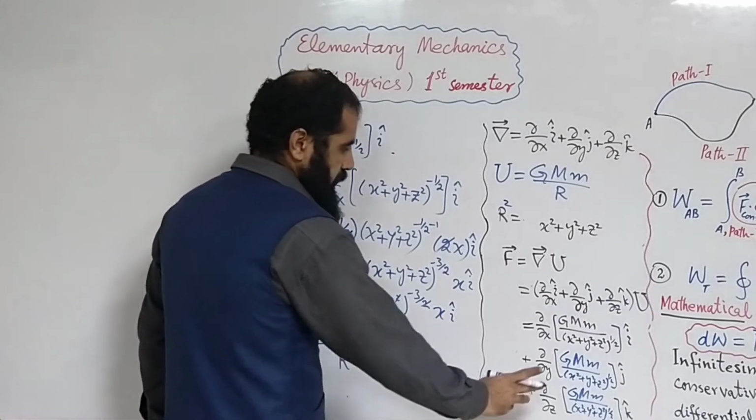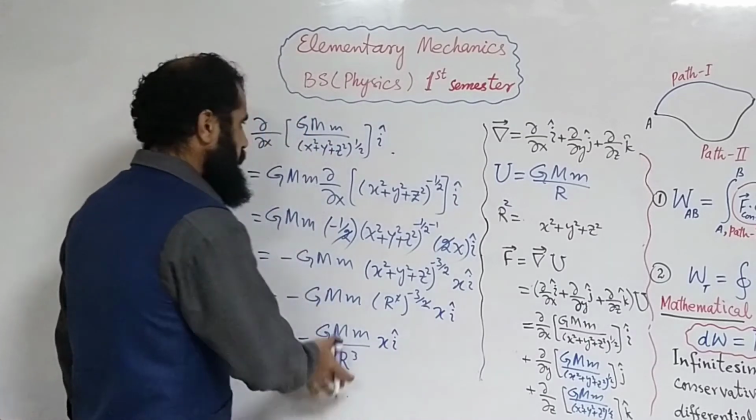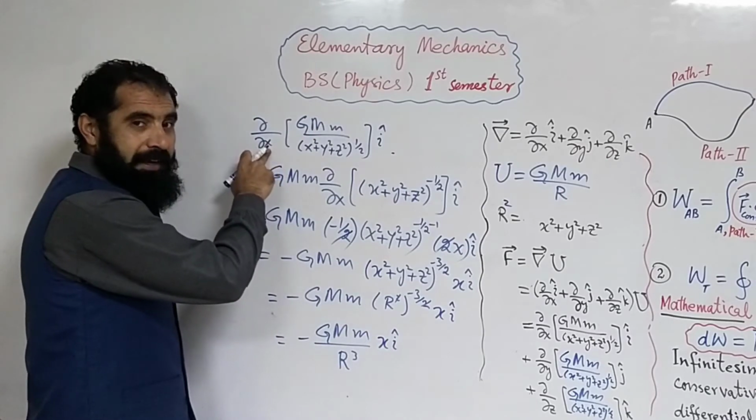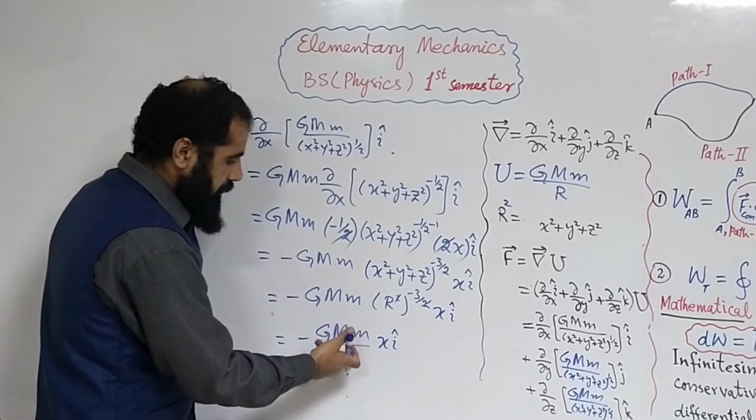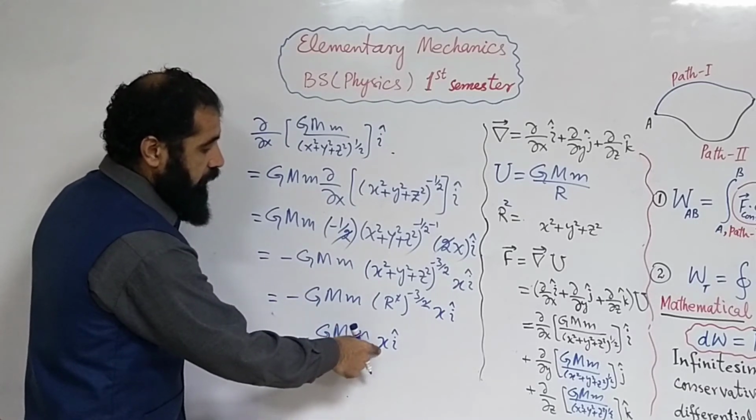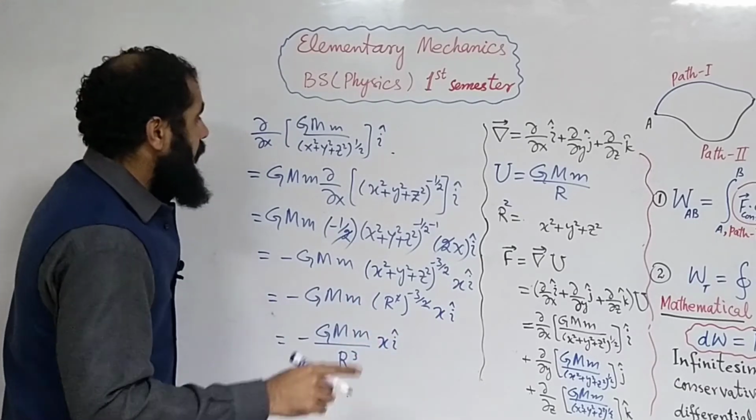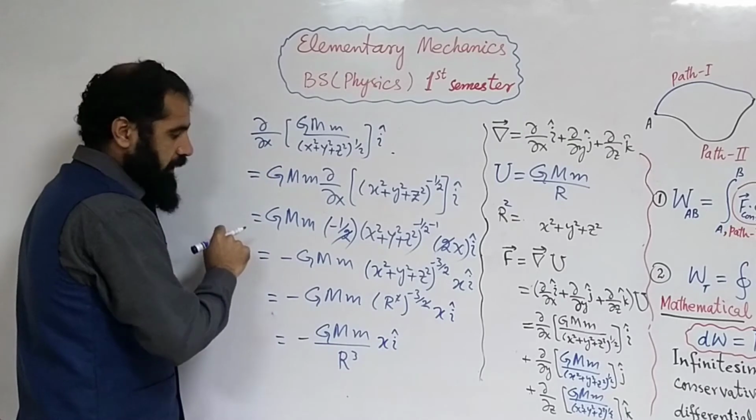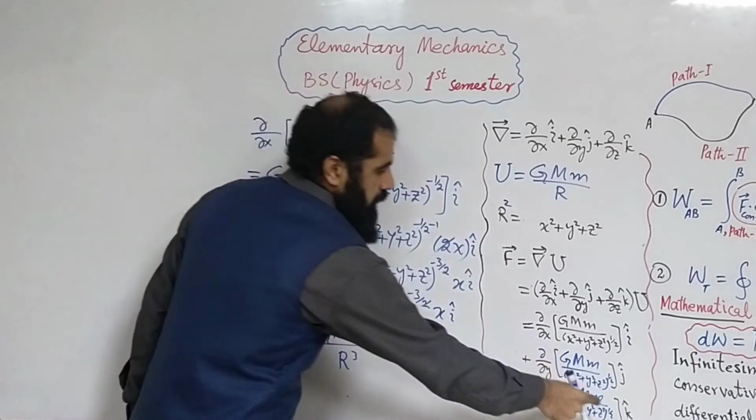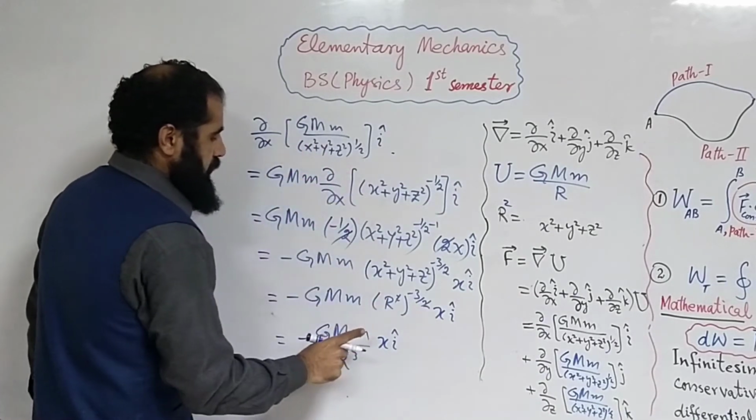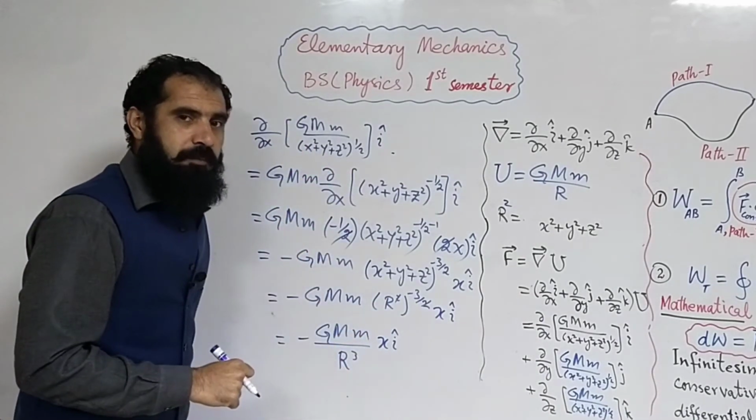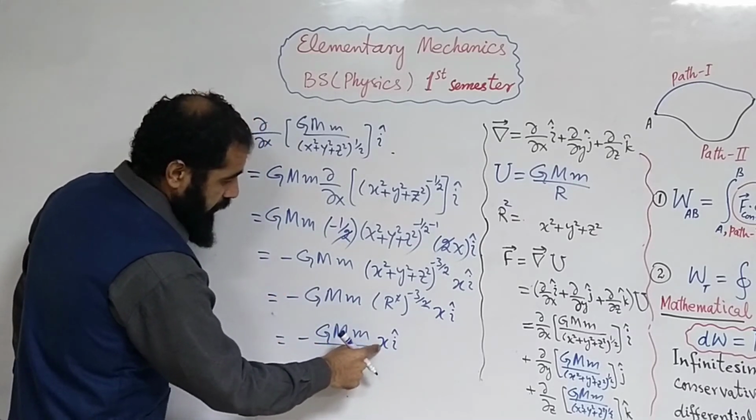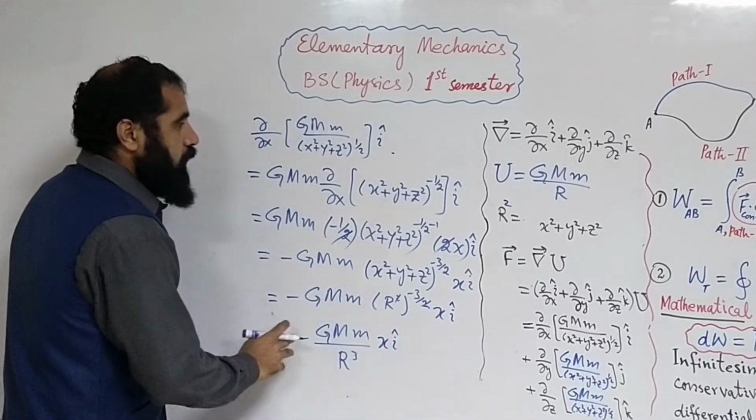And then for this part, if we repeat the same procedure, if we differentiate this function with respect to y, then I would get GMm by r cube, but here we would be having yj unit vector. And then if we differentiate the same function with respect to z, and we take k unit vector with it, we get the z component of that conservative gravitational force, and here we would be having z with the unit vector k.